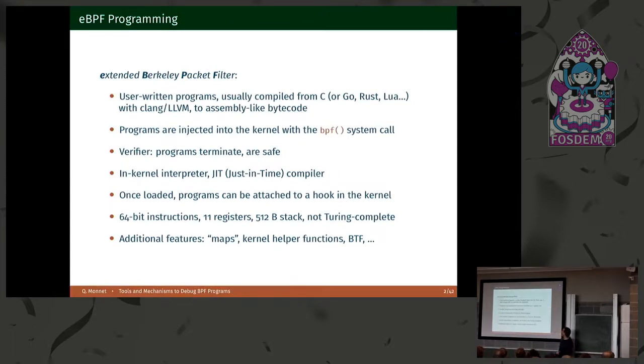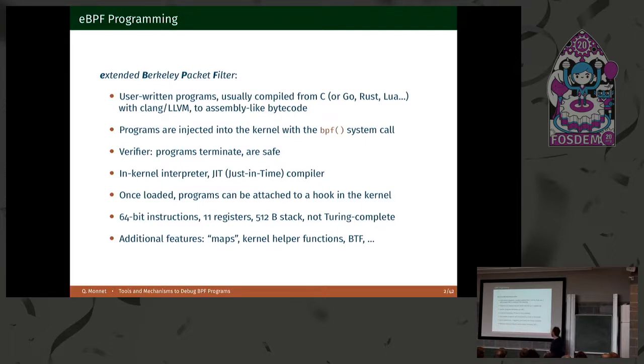So BPF is the extended version of Berkeley Packet Filter. You could use it to write your own programs, for example, in C code, and then compile them into eBPF bytecode and inject that into the kernel where it is verified in order to make sure that the programs are safe and that they terminate, in order to avoid security issues or crashing your kernel, this kind of small issues you want to avoid. So you have an interpreter in the kernel. You also have a JIT compiler to get better performance with BPF programs. And once they are loaded in the kernel, you can attach them to one of the existing hooks, for example, network processing or tracing hooks.